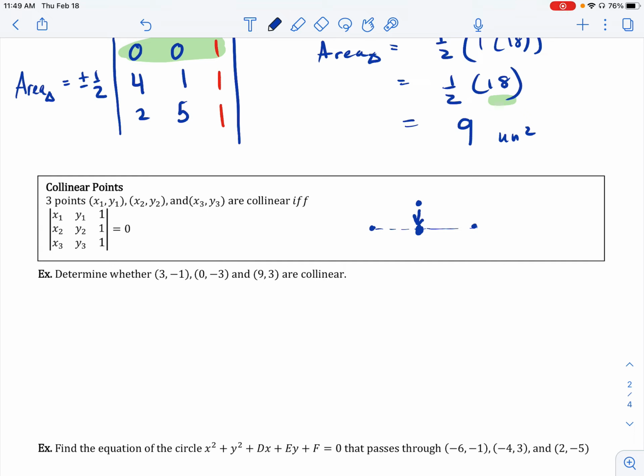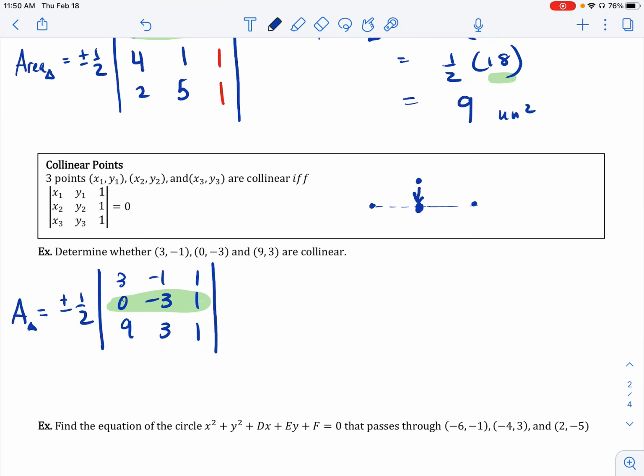So a really quick example of this would be if I wrote 3, negative 1, 1, 0, negative 3, 1, 9, 3, 1. And again, I'm going to just go ahead and select this row here and I'll find the determinant of that. So let me just write the plus or minus 1/2 because let's just pretend we were trying to find the area and we didn't really know what was going to happen just yet. But well, from here I would have plus or minus 1/2.